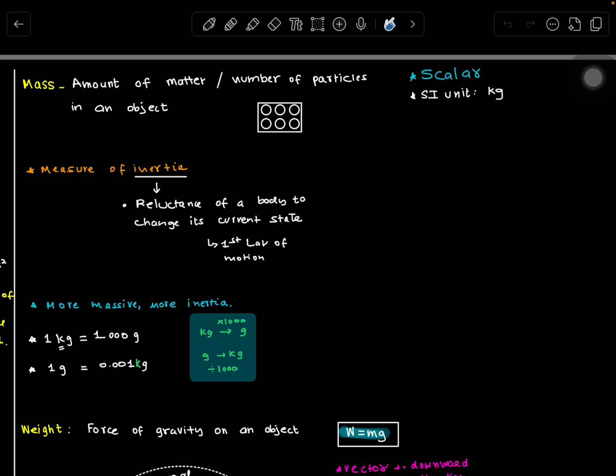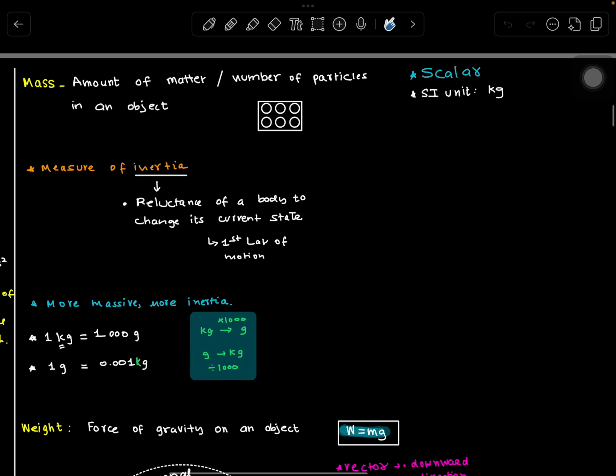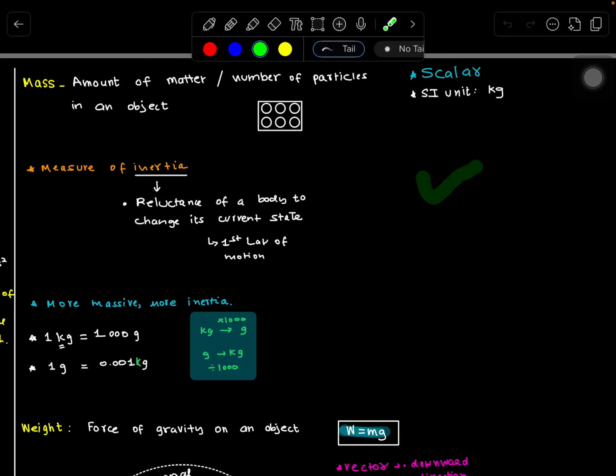Okay, so mass, weight, and density. Let's do this one. We're going to go over the notes first and then do a few past paper questions.